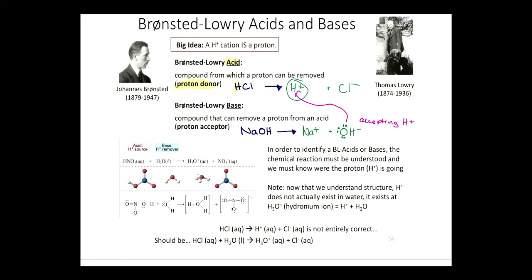And so that's a Bronsted-Lowry base, something that accepts a proton. This is very flashcardable: a Bronsted-Lowry acid is something that donates a proton, while a Bronsted-Lowry base accepts a proton. And definitely how I write reactions, you can see, is this substance accepting or donating a proton?